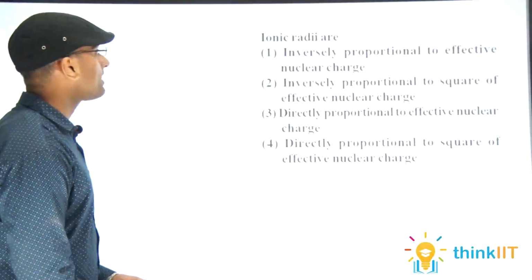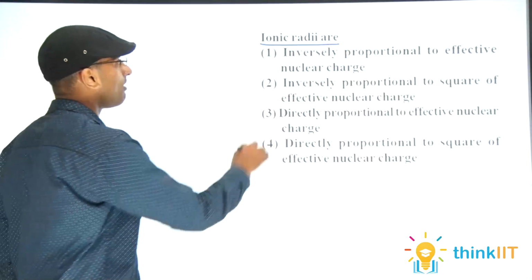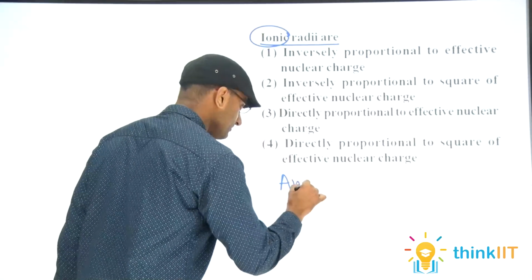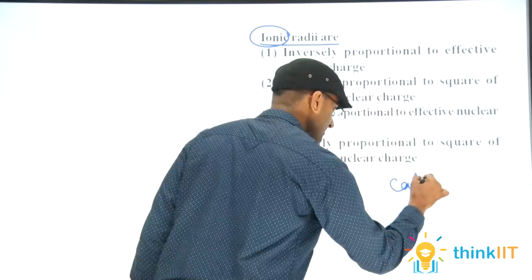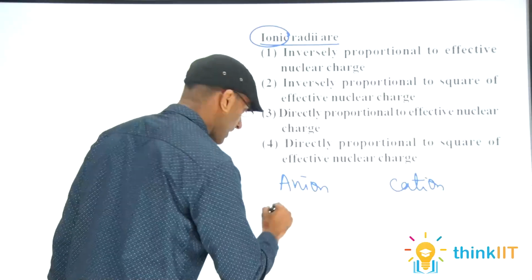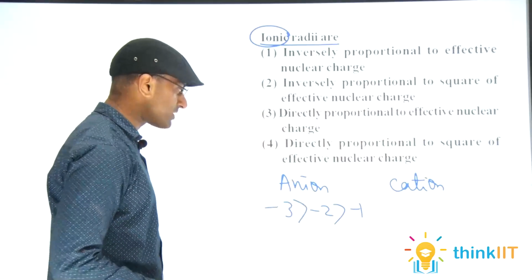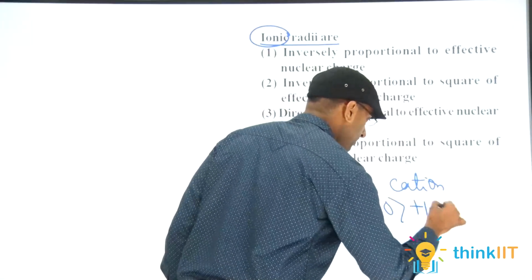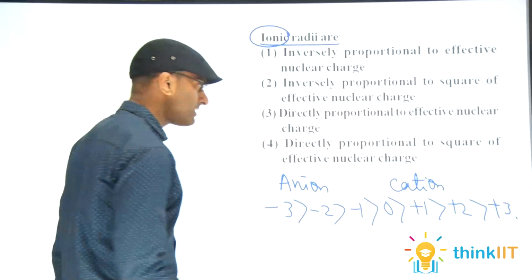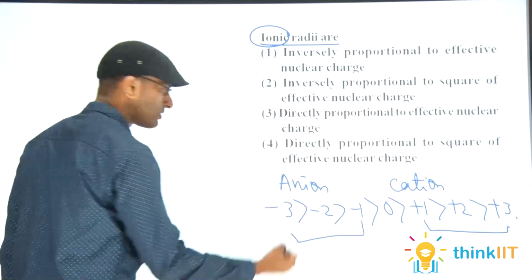Student, the next question is asking about ionic radii. First of all, we must think about the ionic. It means two kinds of ions: one is the anion, another one is the cation. Do you know, in an isoelectronic series we have this sequence: the size of -3 is greater than -2, -1, then 0, +1, +2, and +3. So we can say that the cations have less size while the anions have more size.